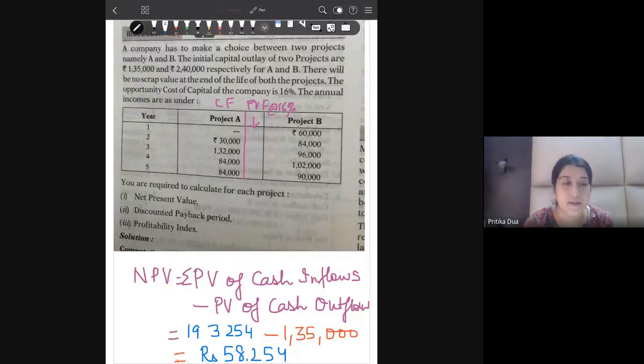So your present value of cash inflows minus the present value of cash outflows is coming to 58254 for the first machine, and for the second also we can verify the answer. Okay, just be careful, don't make calculation mistakes in these questions. You are using a calculator, just be careful.